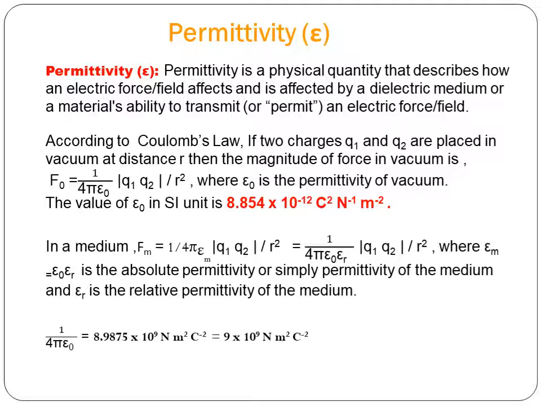Now, if the charges are placed in a medium, then the force of attraction or repulsion may be written as Fm equal to 1 by 4 pi epsilon m Q1 Q2 by r square. This is equal to 1 by 4 pi epsilon naught epsilon r Q1 Q2 by r square, where epsilon m is equal to epsilon naught into epsilon r, the absolute permittivity or simply permittivity of the medium where charge is placed, and epsilon r is the relative permittivity of the medium.